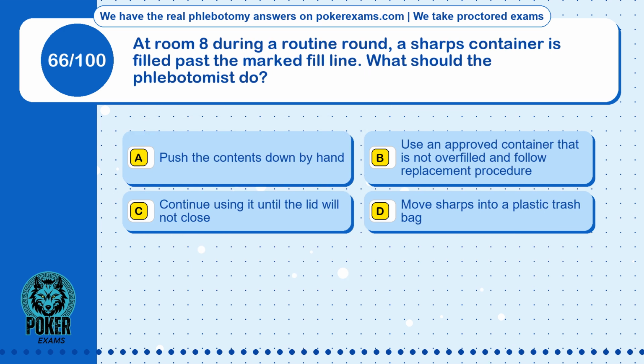Question 66. At room 8 during a routine round, a sharps container is filled past the marked fill line. What should the phlebotomist do? Option A. Push the contents down by hand. Option B. Use an approved container that is not overfilled and follow replacement procedure. Option C. Continue using it until the lid will not close. Option D. Move sharps into a plastic trash bag.